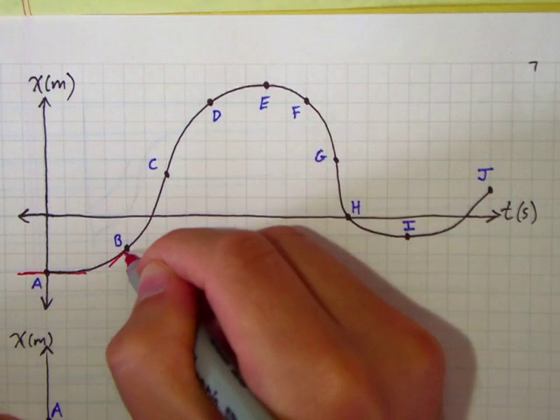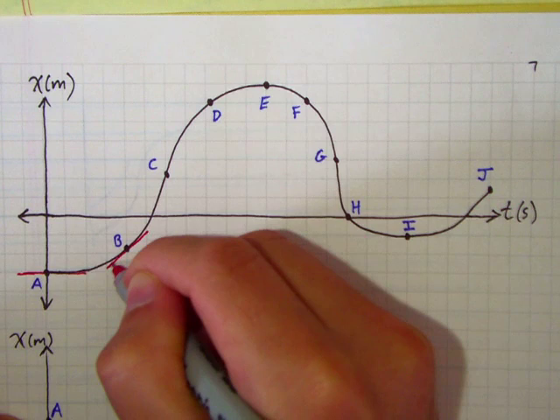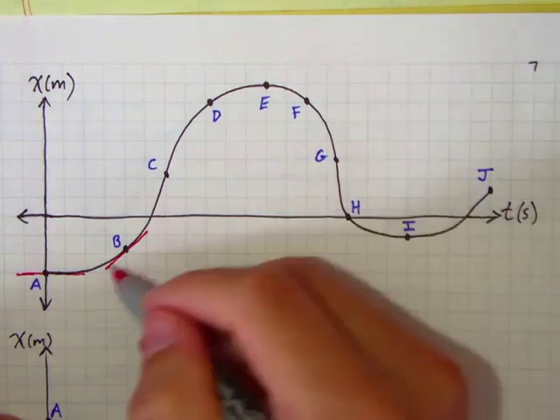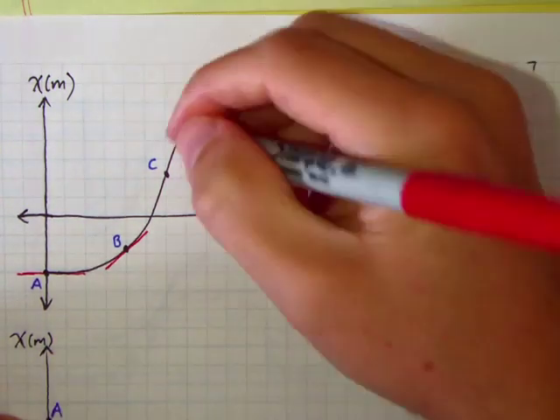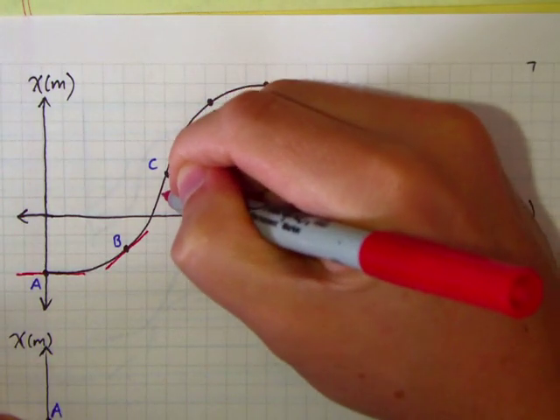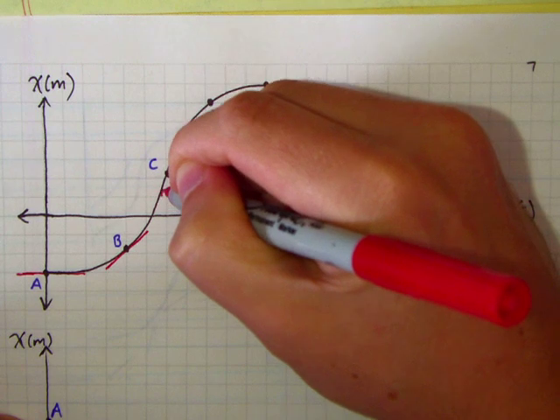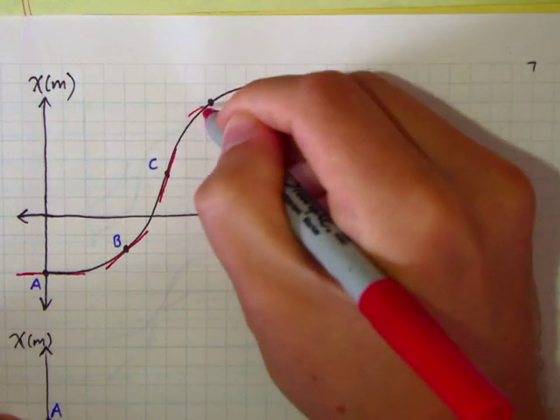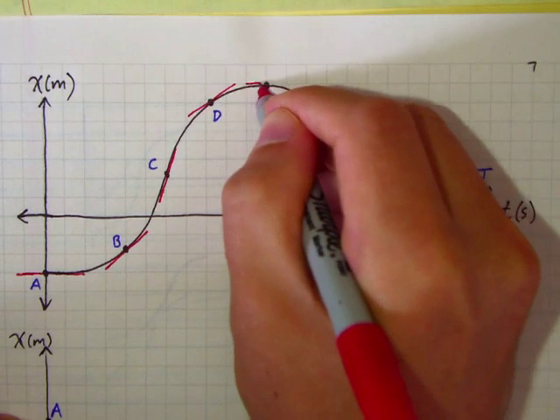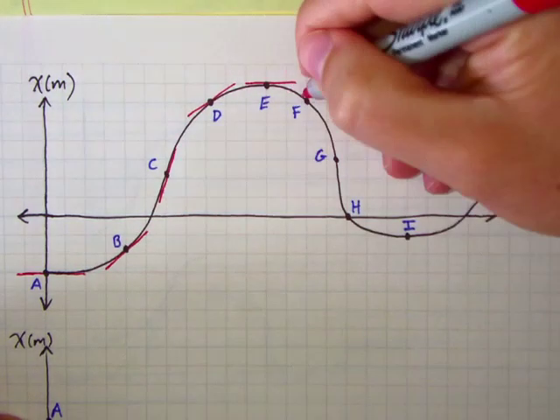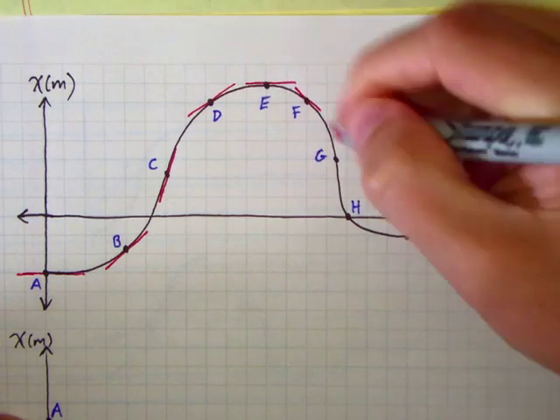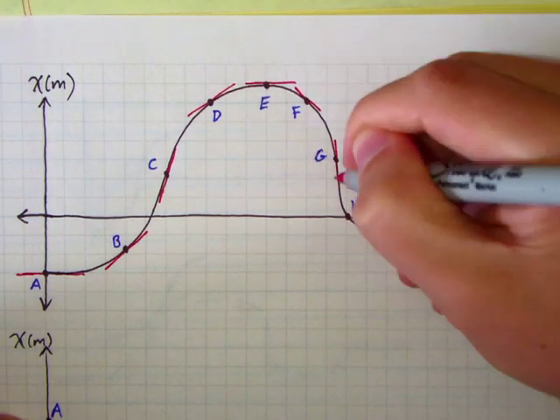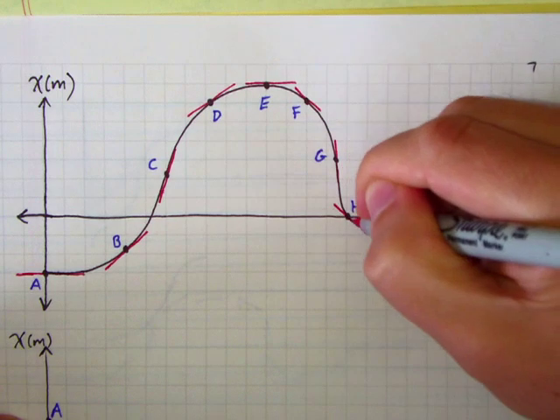At B, the line that just touches the graph, I'm just going to draw the line segment. I'm not going to draw a whole line across the page for each of these. At C, if we want a line that just touches the graph, maybe like that. At D, touches right there. E, we've got a horizontal line touching the graph right there. So these are our tangent lines at each event.